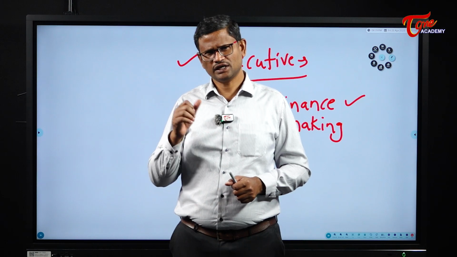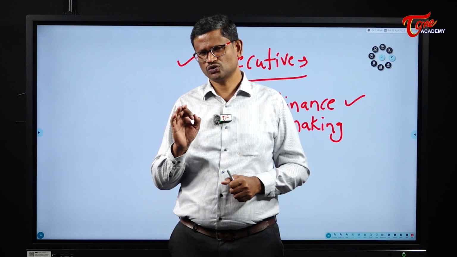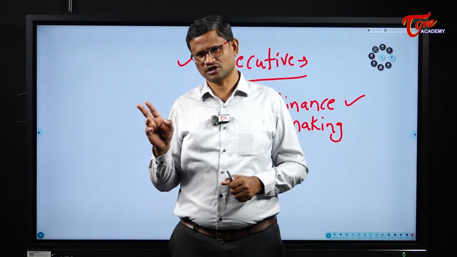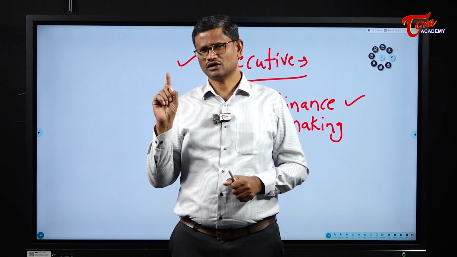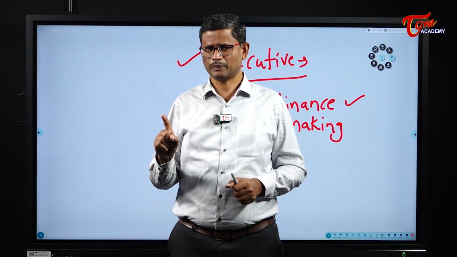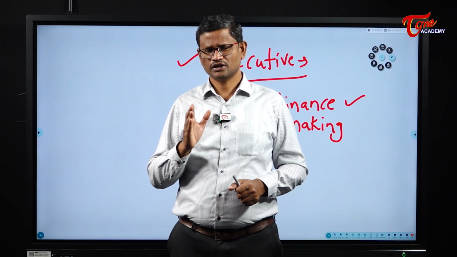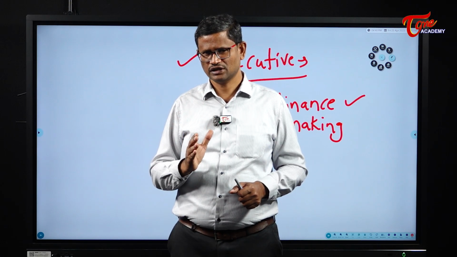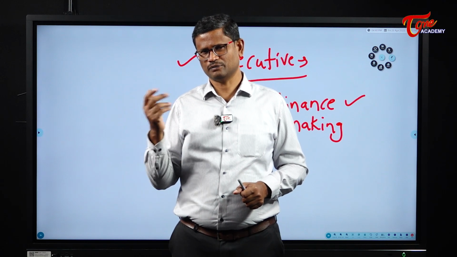Then, is it a discretionary power of the Indian president? The power of the Indian president to issue an ordinance is not a discretionary power. So this power is exercised by the Indian president on the advice of the Council of Ministers headed by the Prime Minister. So the power of the president to issue an ordinance is exercised on the advice of the Council of Ministers headed by the Prime Minister.